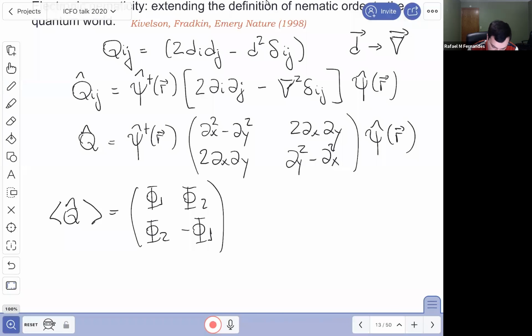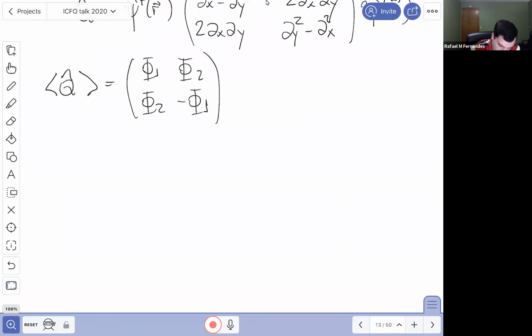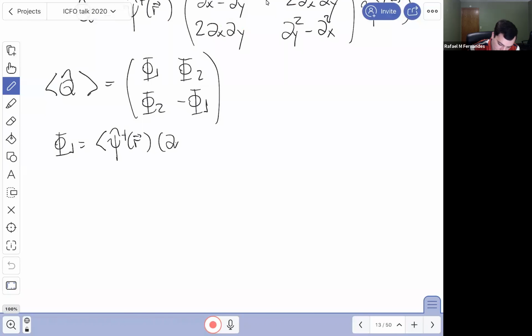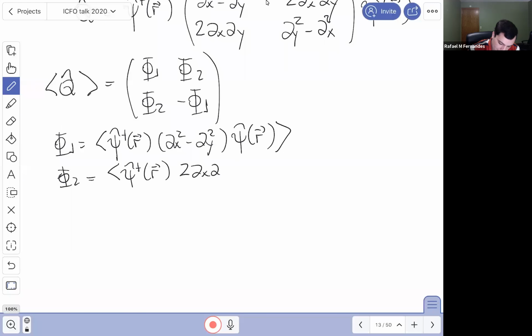And let me write down what these are explicitly. So phi one is the expectation value of psi dagger r, dx squared minus dy squared, psi r. And phi two is psi dagger r 2dx dy psi r. Okay. So now I want to understand what this phi here means. What does it mean if this expectation value is non-zero? Well, what I'm going to tell you is that this corresponds to quadrupolar charge order. Okay.